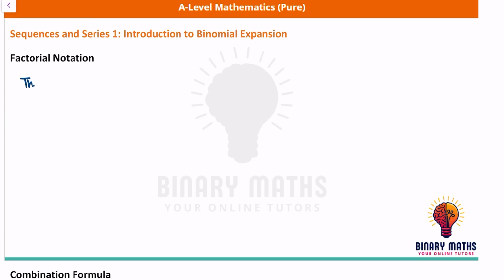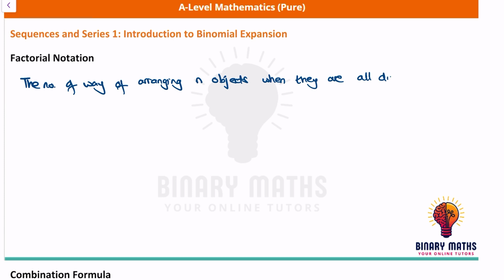So the number of ways of arranging n objects when they are all different is denoted using the factorial notation, which is n factorial, like this.